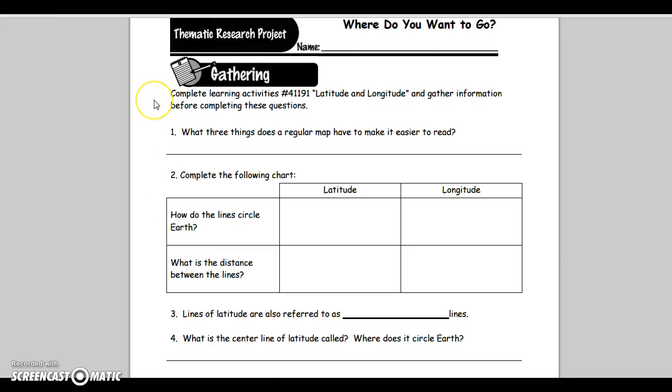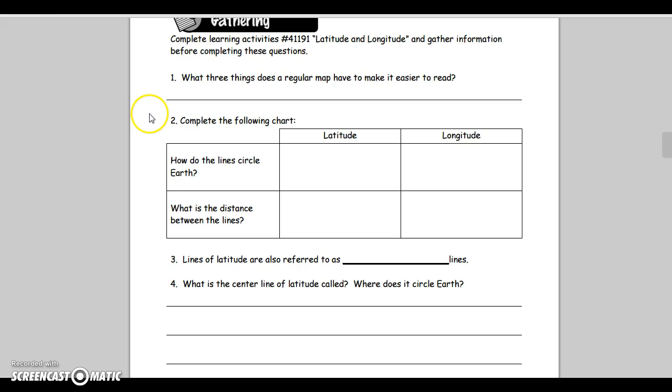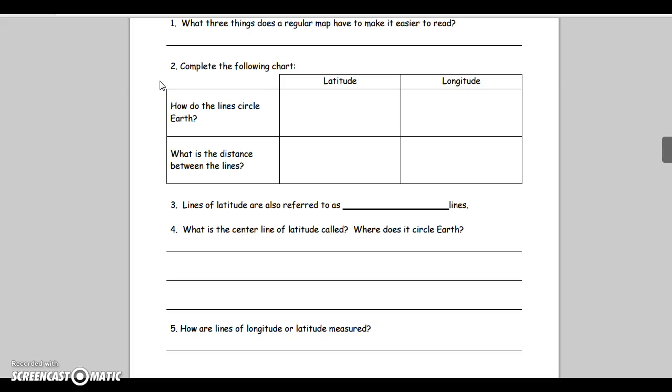Alright, up here it says complete the learning activities. Those are the compass links that I provided in that folder. You want to think about 3 things a regular map has that makes it easier to read. We've gone over some of those things that they have on there for distance and directions and things like that. I don't want to give away too much, but think about those things. And you want to complete the following chart.